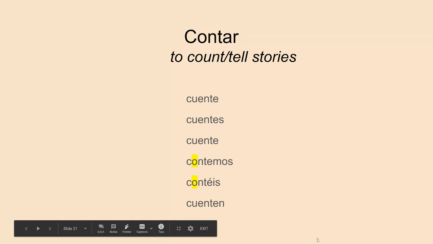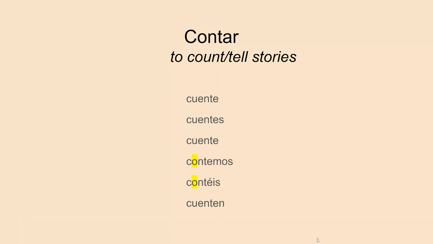Contar, to count or tell stories. Cuente, cuentes, cuente, contemos, contéis, cuenten. Notice I did not stem change in nosotros and vosotros because this is an AR verb.